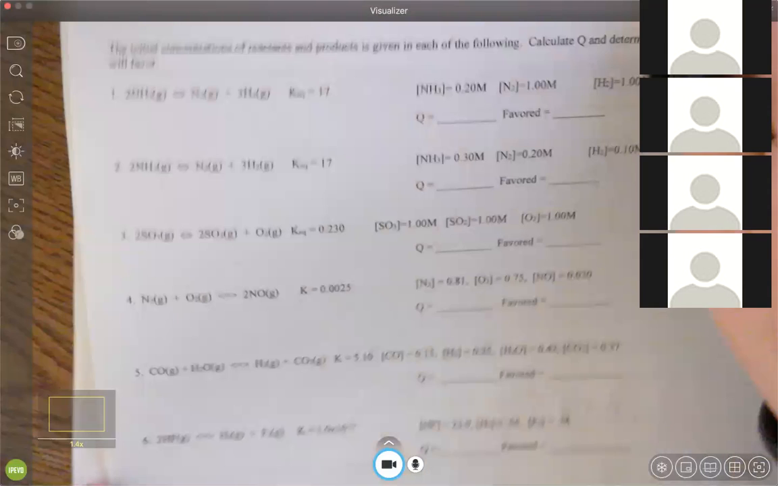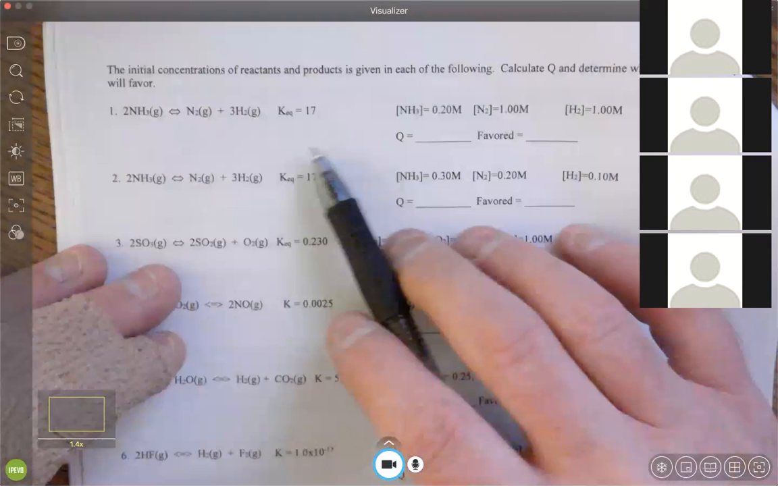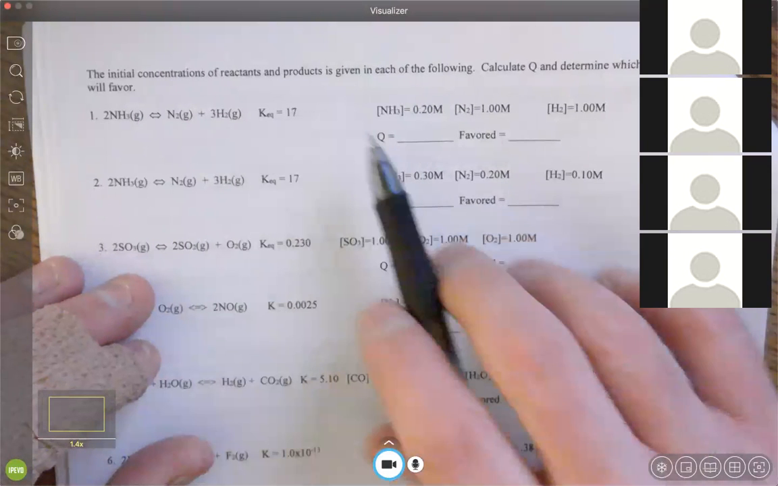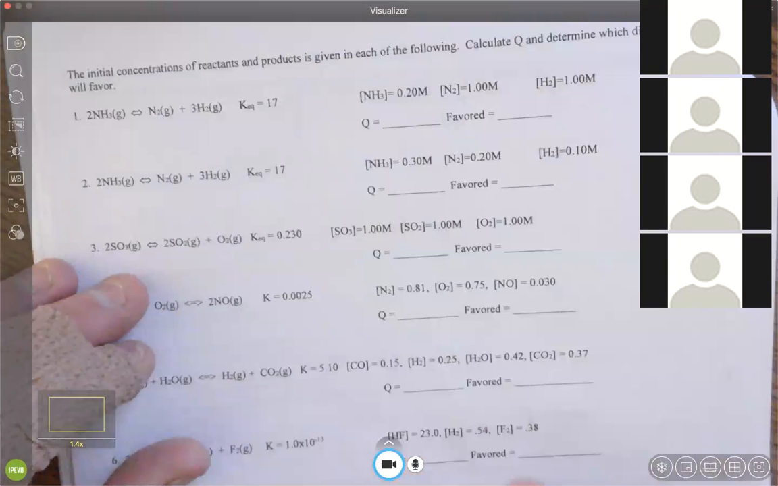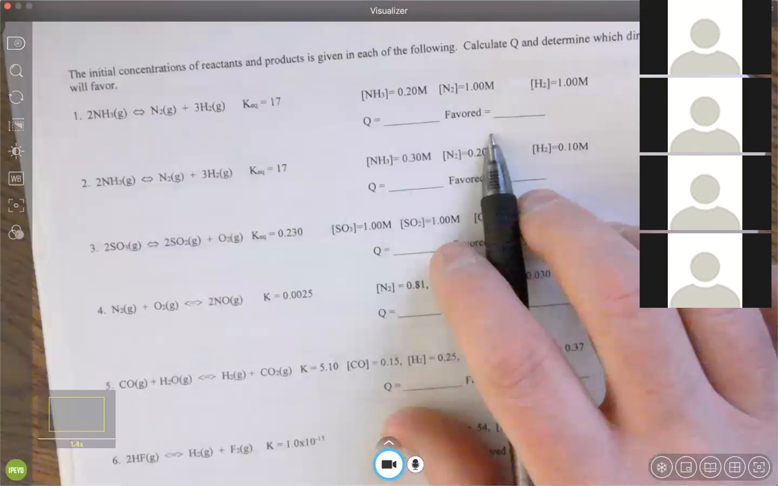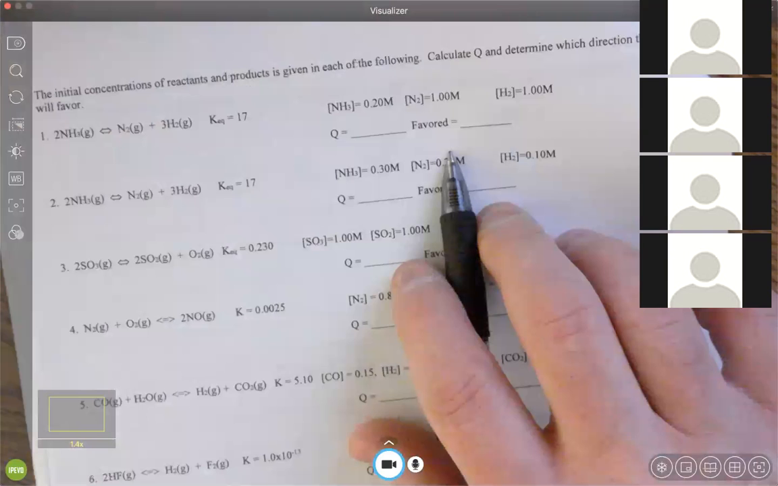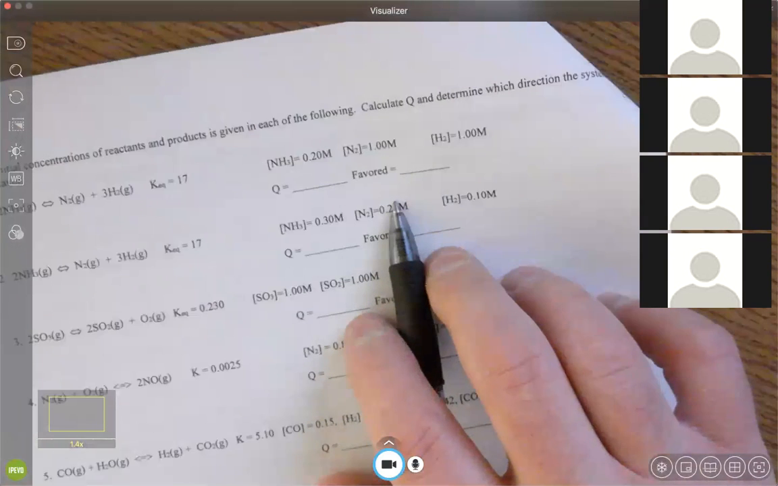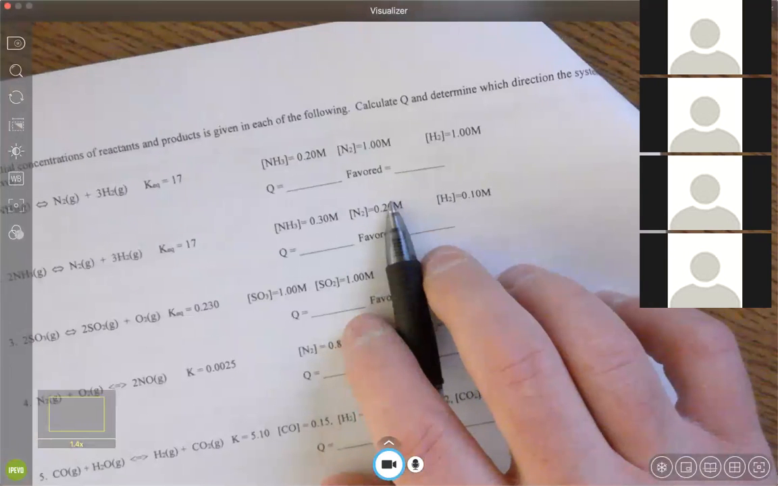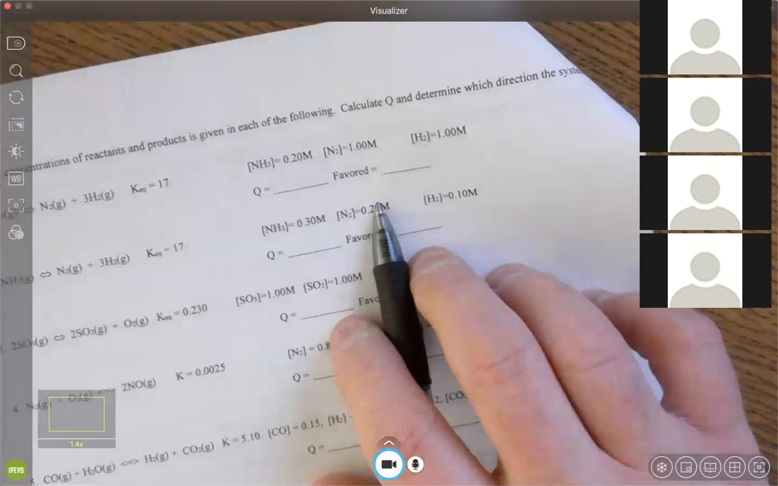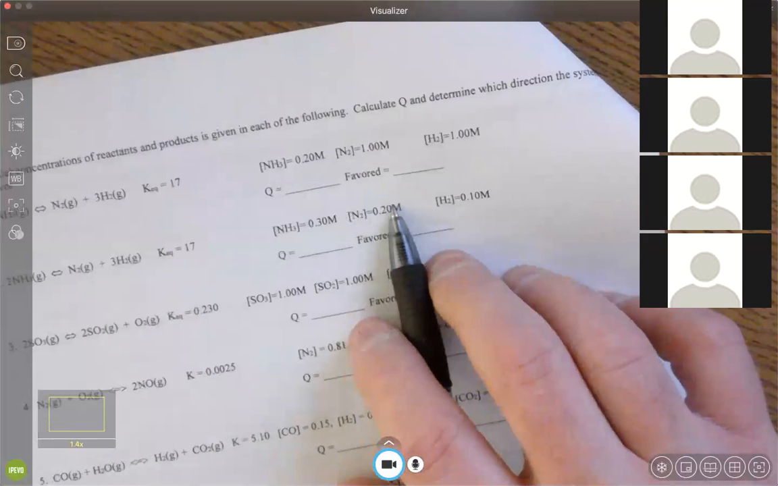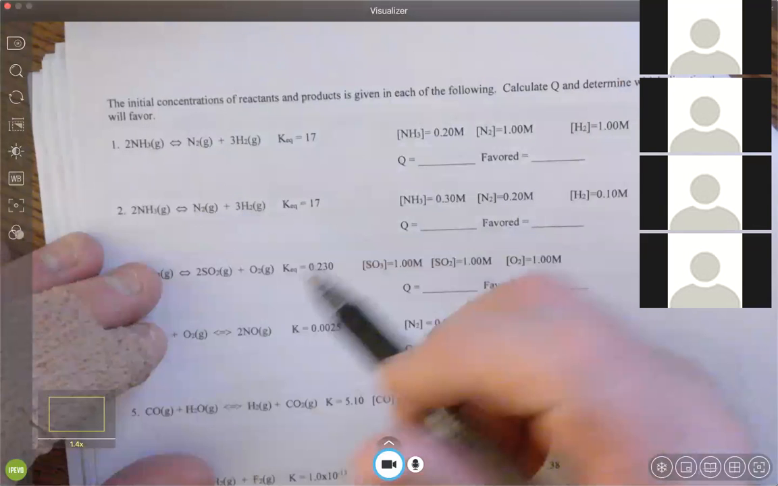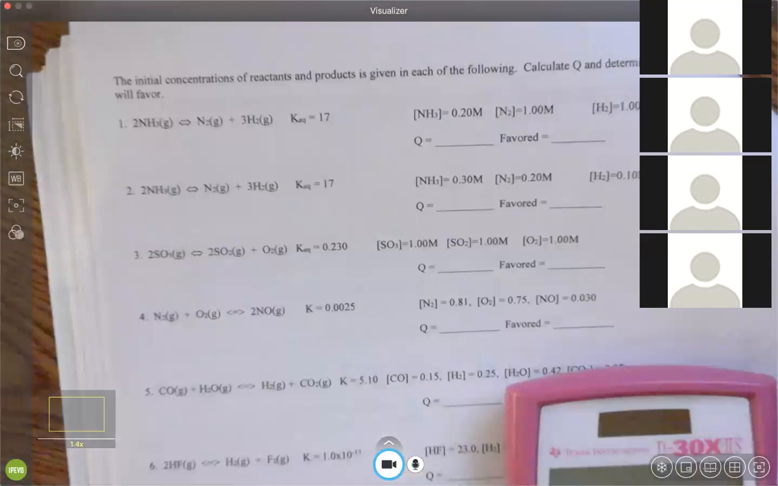Page 14 is the quotient thing. Basically, they're saying, okay, this is the equilibrium constant. Plug this into the equilibrium equation and tell us whether or not it's at equilibrium, where nothing is favored. If Q is greater than the equilibrium constant, we're going in the reverse fashion. If Q is less than the equilibrium constant, then we're going in the forward fashion. Let's do one of these. I feel like this is pretty common, and I think it makes sense mathematically.